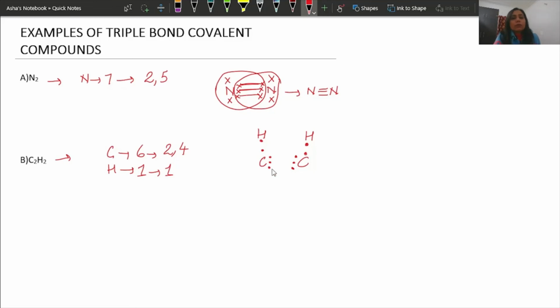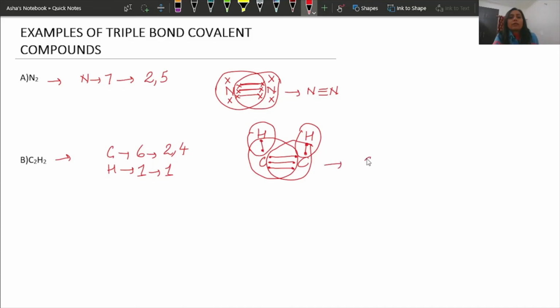Now carbon wants to complete its octet, 4 of its own, 1 it will take from the neighboring hydrogen and 3 from the neighboring carbon atom. So now this carbon has 8 electrons. Similarly, this carbon will take from its neighboring carbon and hydrogen atom. So there will be 3 pairs of electrons between the carbon atoms, but hydrogen will take 1 from this carbon, and this hydrogen will take 1 from this carbon. So between carbon and hydrogen there will be a single bond.